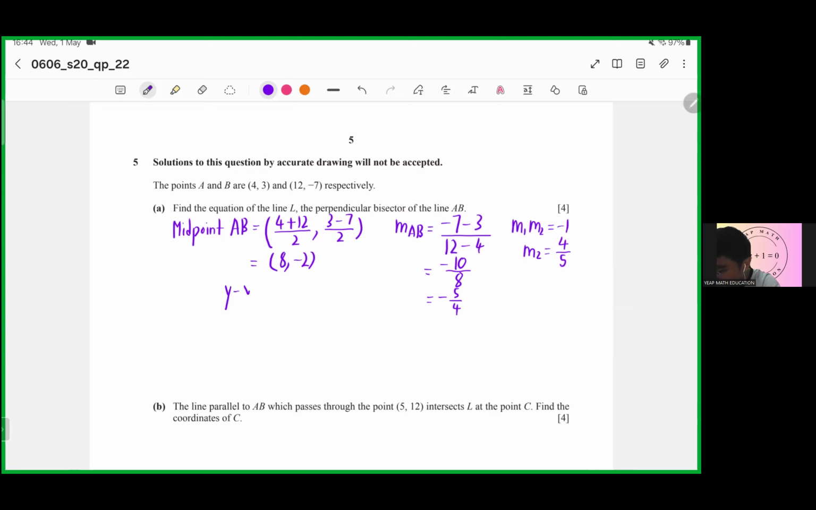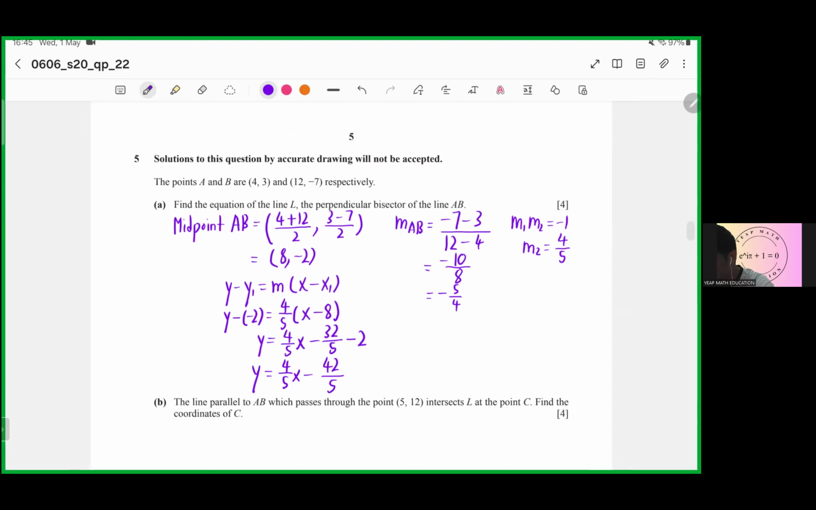After that, we already got this information, right? We can write y minus y1 equals m bracket x minus x1. So y minus negative 2, m is 4 over 5, x minus 8. So we can write y equals 4 over 5x minus 32 over 5 minus 2. So we can get y equals 4 over 5x minus 42 over 5.